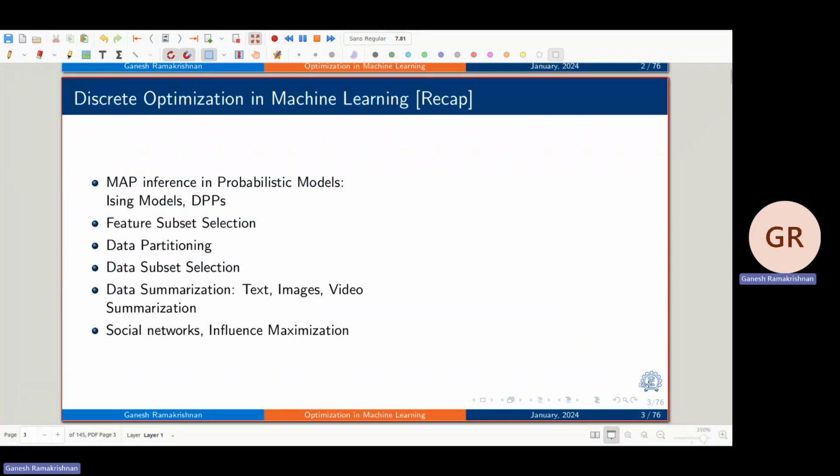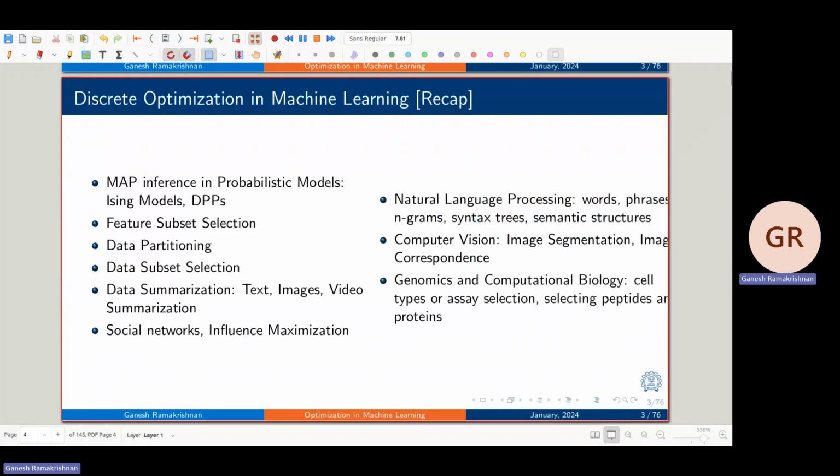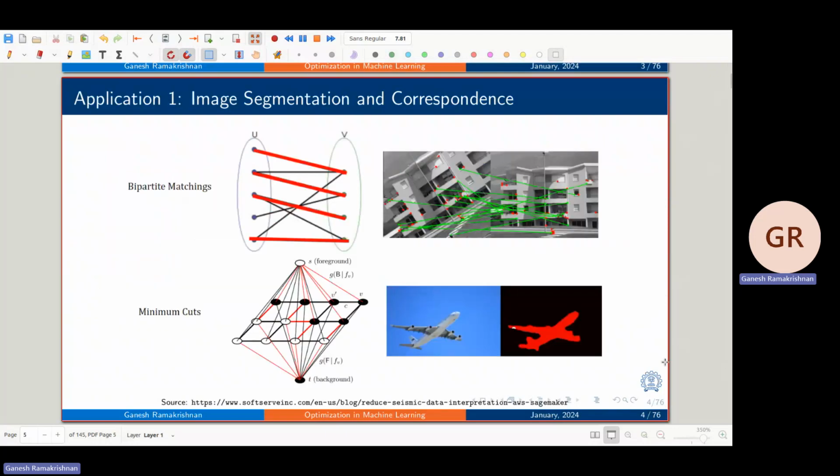But before I do that, here's a more exhaustive list of actual discrete optimization problems that get encountered. MAP inference in probabilistic models, Ising models, I gave those examples, and so on, all the way to genomics and computational biology. So I listed these in the last class. Let's see some concrete examples today.